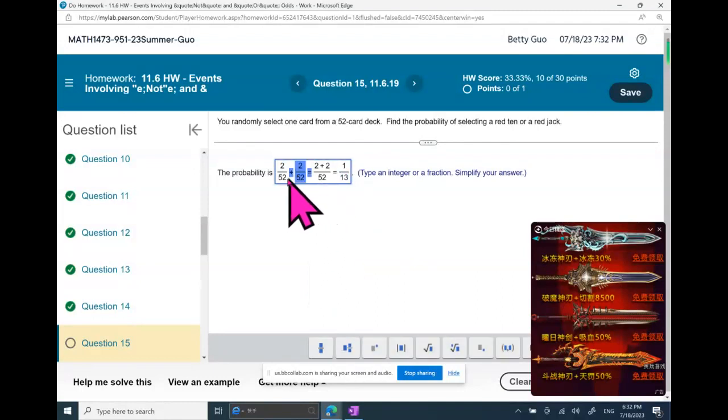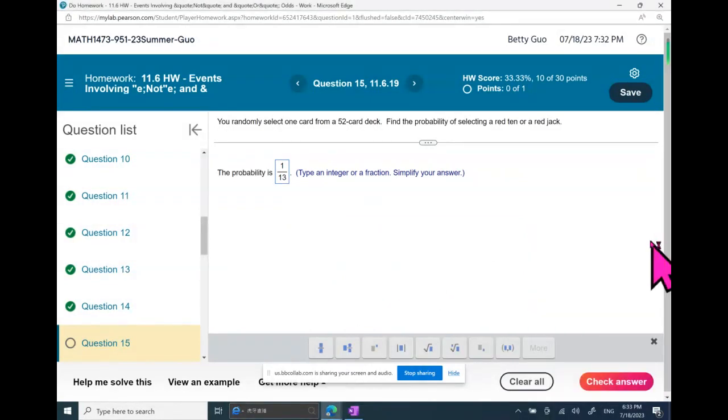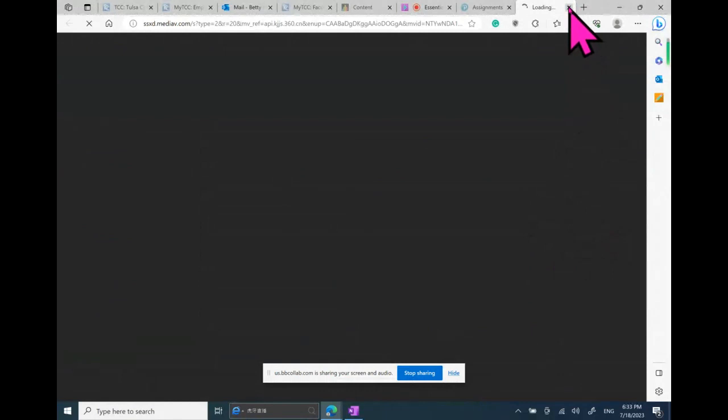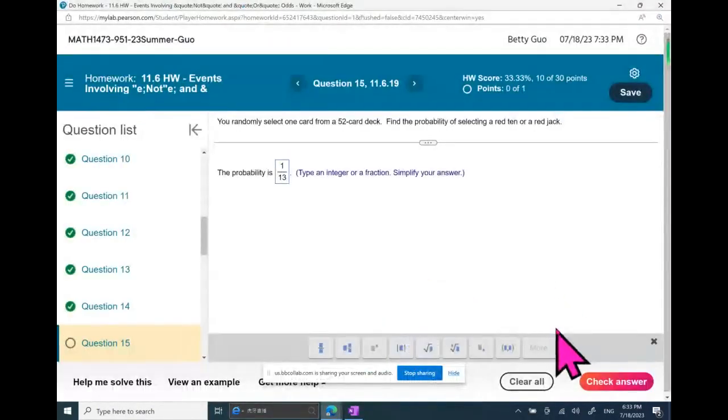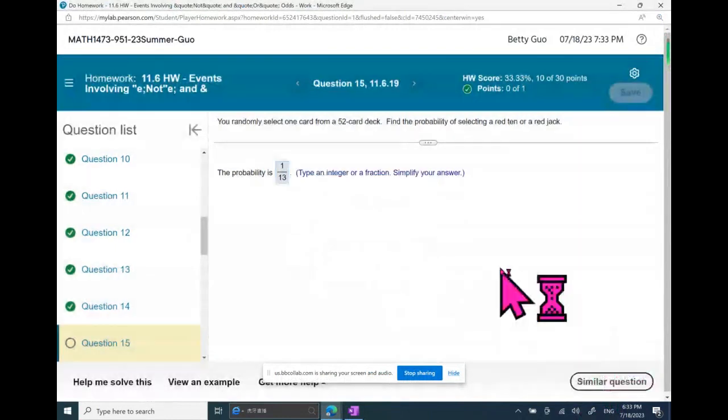Sometimes I don't even have this step. I only have this step, like 2 plus 2 all over 52. Yeah, depends. You can do it either way, as long as you're clear about the fraction, about the formula. Submit.